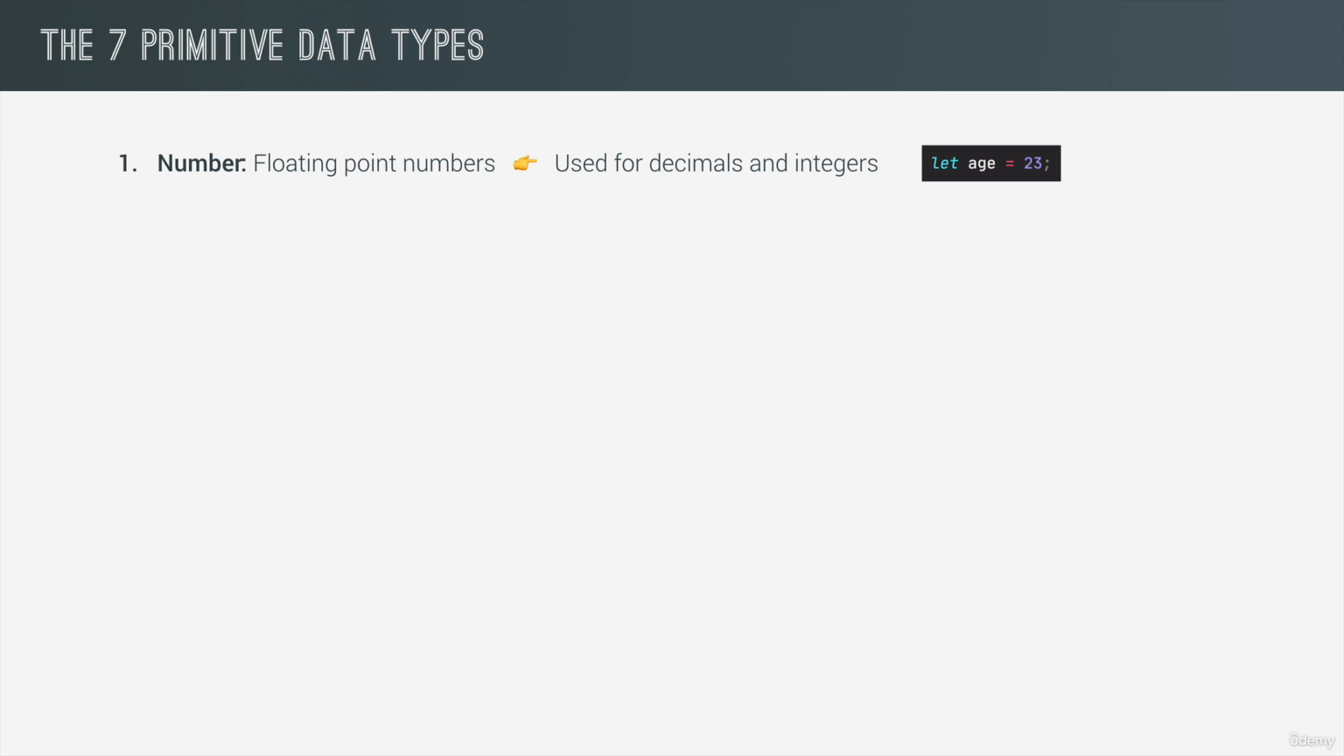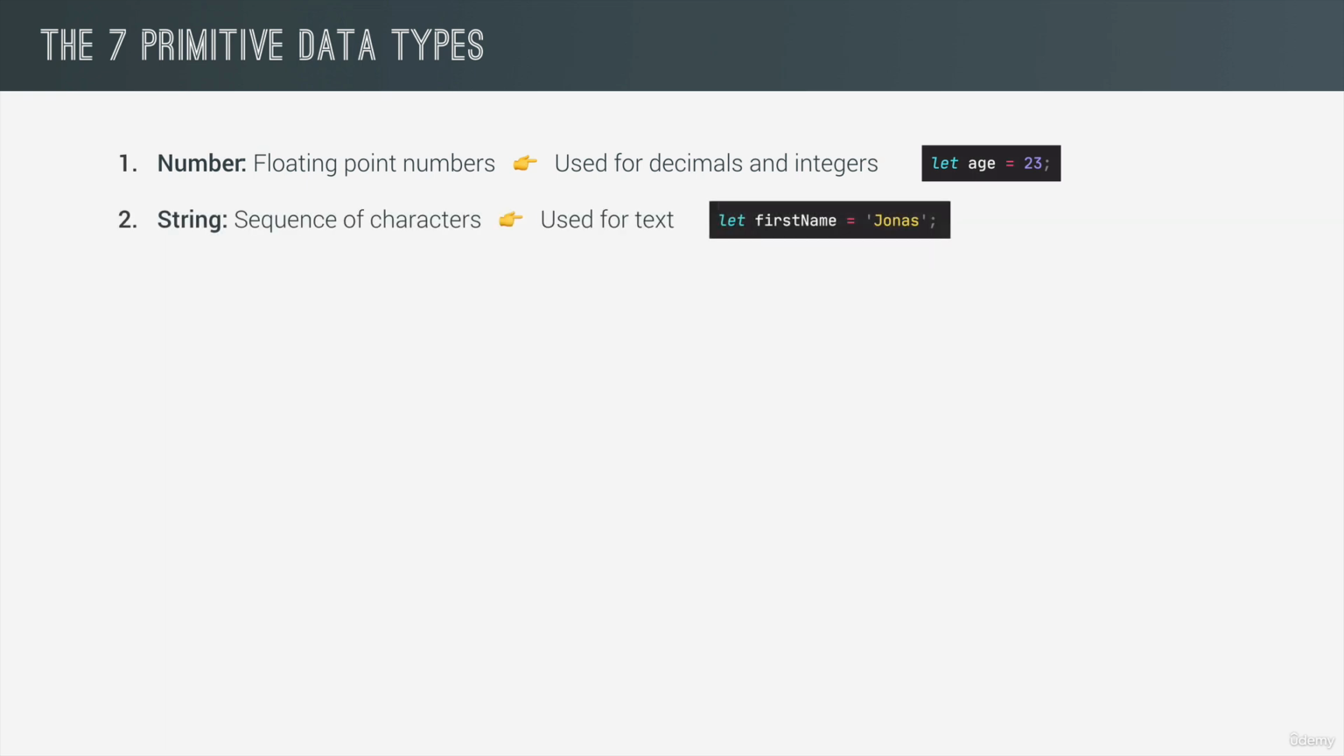Okay? Next up, we have strings, which are simply a sequence of characters. And so they are just used for text, as we already learned. And always put them in quotes, no matter if double quotes or single quotes. Otherwise, JavaScript will actually confuse them with variable names.